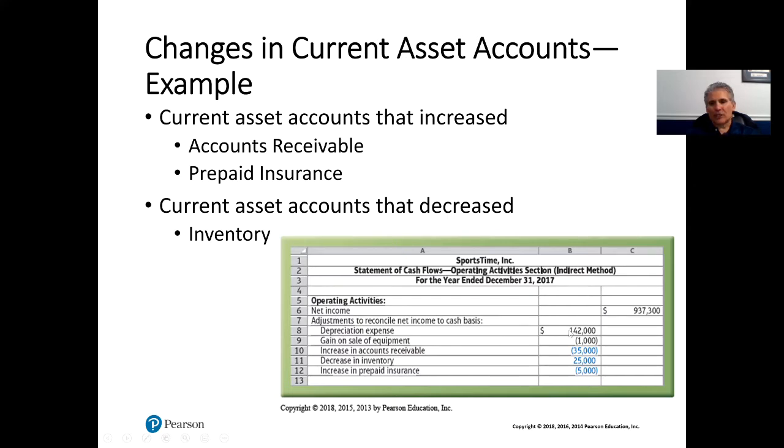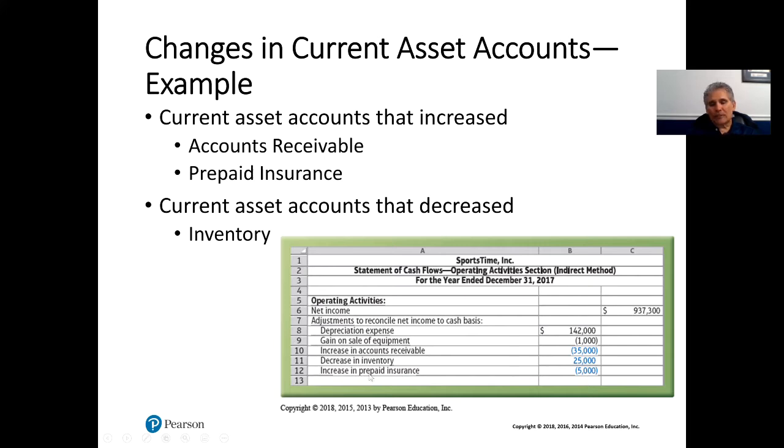So we have the depreciation expense. That was adding back depreciation expense. The gain on the sale, we reduced that. Now, the increase in accounts receivable is a reduction, okay? If we go back, we'll see that there was a decrease in inventory. That decrease in inventory results in an increase to the statement of cash flows.